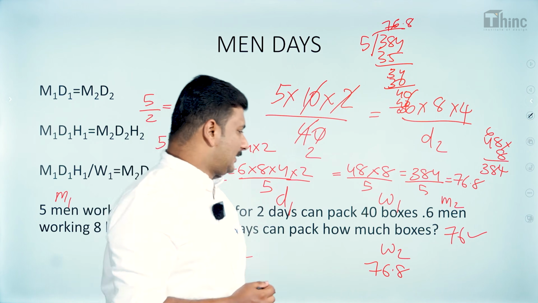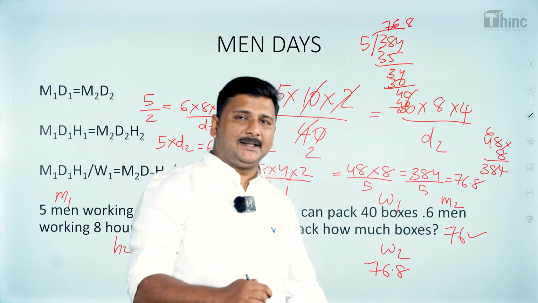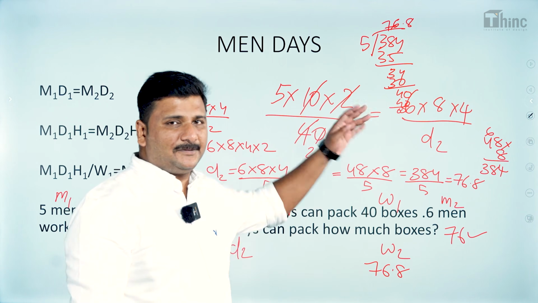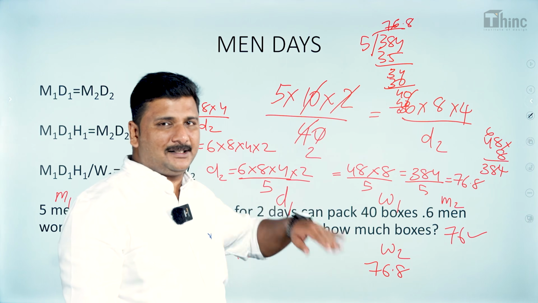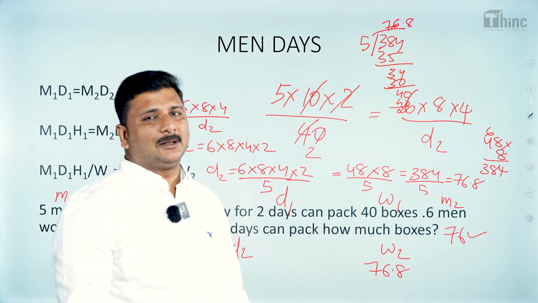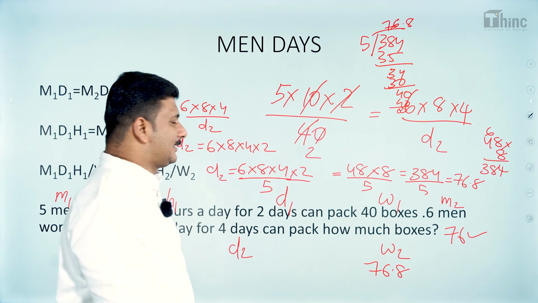So that will be the correct answer. 76.8 means they haven't completed 77 boxes, right? So only 76 is completely done. If you have options like 76, 77, 78 and 79, only mark 76, because the number of boxes completely packed is 76. So 76 will be the correct answer.